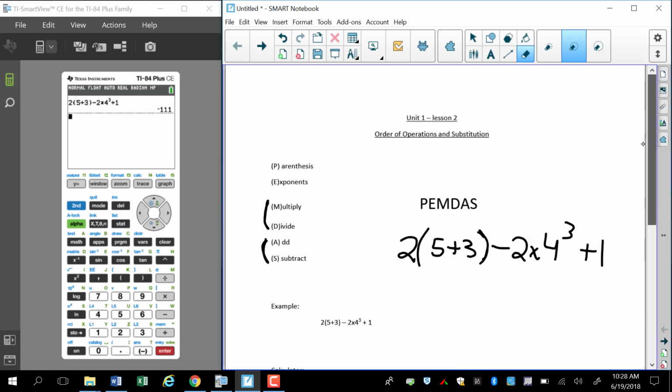All right, and welcome to Unit 1, Lesson 2, Order of Operations and Substitution. We're going to be covering PEMDAS, which is something most of you have probably seen before. Please excuse my dear Aunt Sally, or PEMDAS.